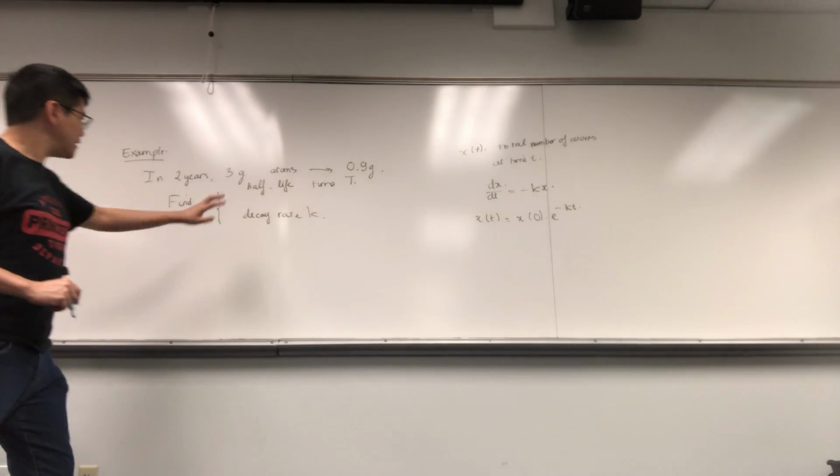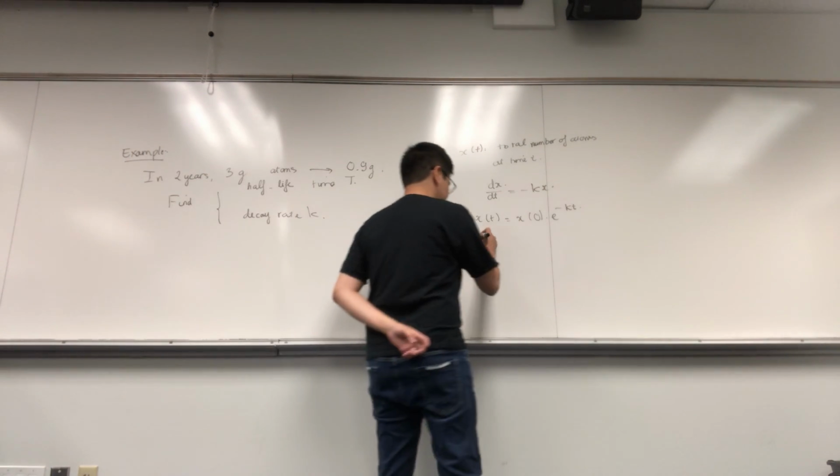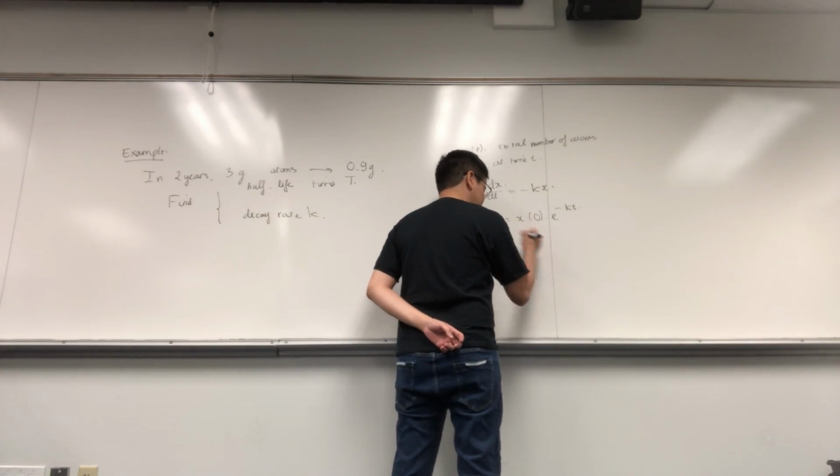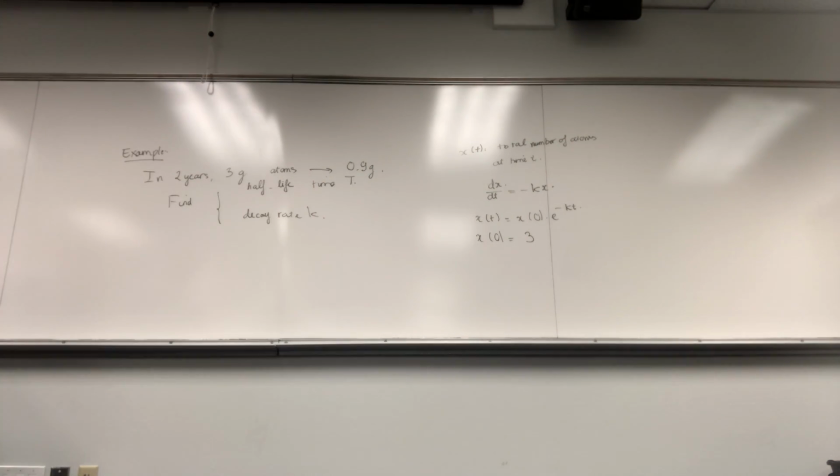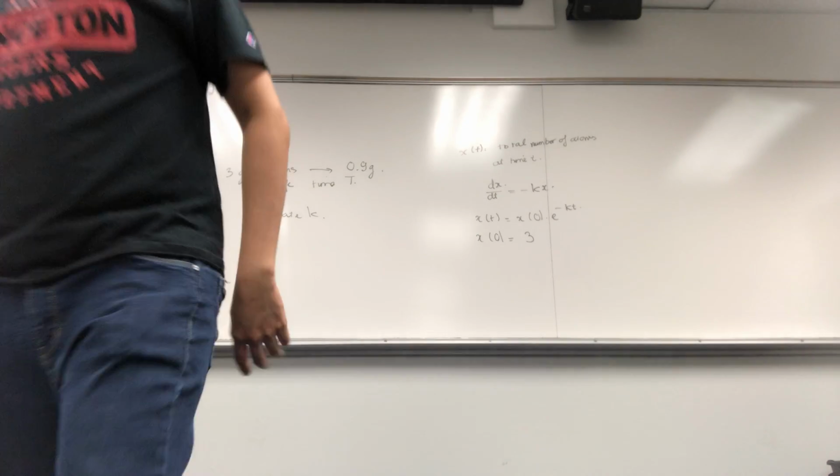Now we know that in the beginning we have 3 grams, right? So x0 will be 3. All right. Now, how can we compute k and the half-life time? How can we compute k? Yes? In the original formula, you put in the same numbers that you were given. So 3 for dx/dt and 0 for x. Wrong formula. So in the x(t) formula, you would put in 0.9 and 2. Right. And that would give you k.